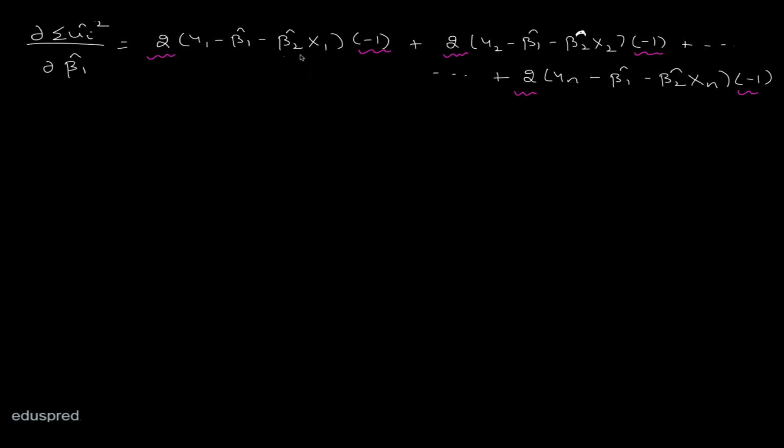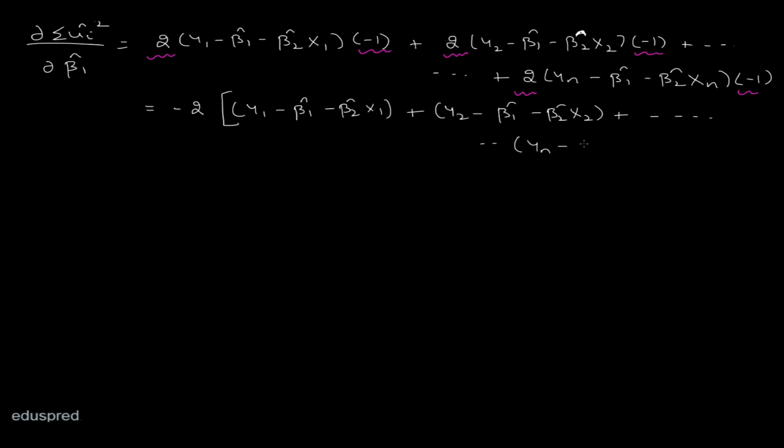So basically in every term that we have over here there is minus 2. So I can take minus 2 common. And now I'll be left with y1 minus beta 1 hat minus beta 2 hat x1 plus y2 minus beta 1 hat minus beta 2 hat x2 plus, and this is going on till yn minus beta 1 hat minus beta 2 hat xn.